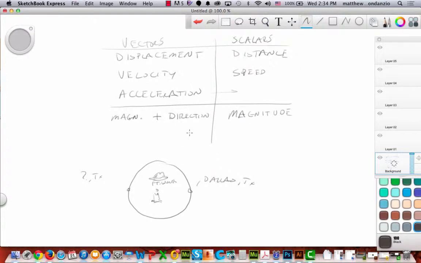The sentence telling you that it's 45 miles away doesn't help you. You need the magnitude, which is 45 miles, the distance, but you also need direction, 45 miles east to get to Dallas. That is a vector. It's a magnitude and a direction. Okay?